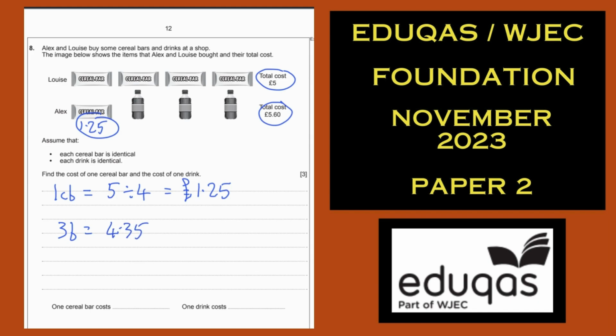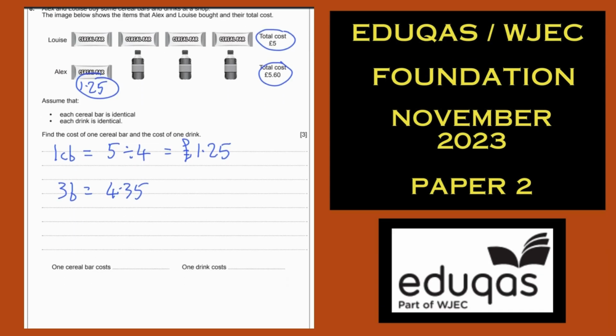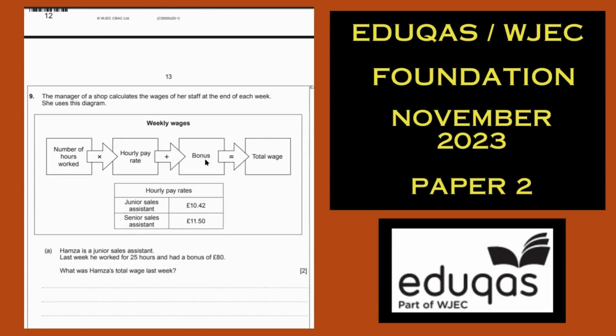And we get a nice equation. Again, grab your calc, divide both sides by 3. You should find out that the drink, the bottle, is £1.45, and the cereal bar we already knew. Let's just put it in there to keep the examiner happy, and we're done.